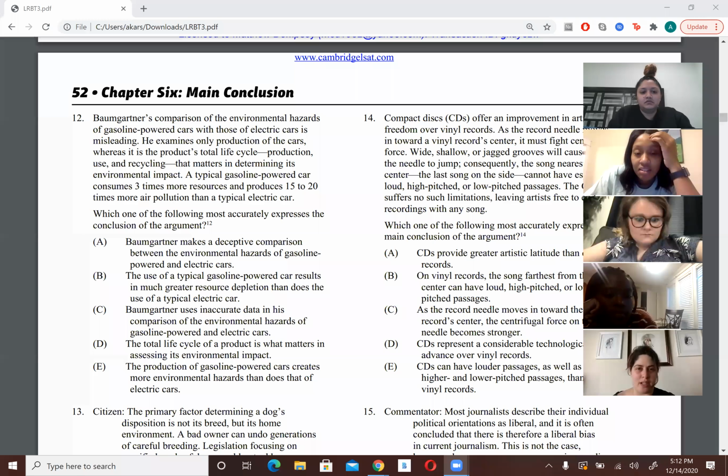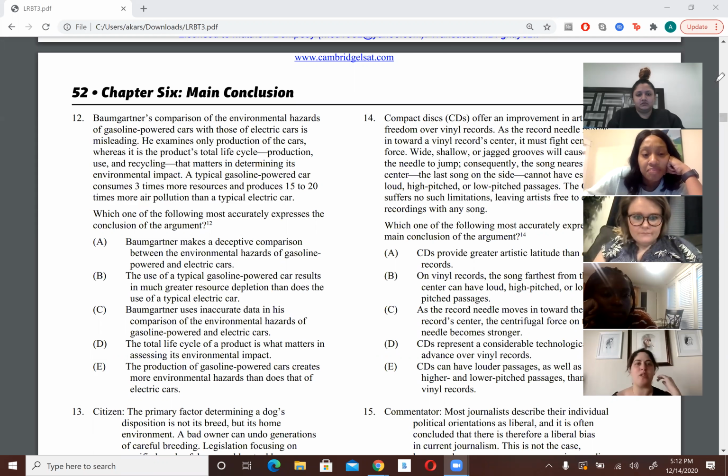Product's total life cycle, production, use, and recycling, that matters in determining its environmental impact. A typical gasoline-powered car consumes 3 times more resources and produces 15 to 20 times more air pollution than a typical electric car. Awesome, thank you. Where would you say the conclusion for this is?